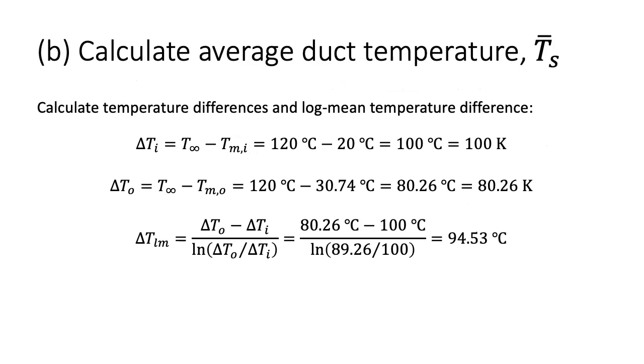For Part B, to calculate the average surface temperature for the duct, we begin by making some preliminary temperature difference calculations for the inlet and outlet flow. Then, we combine these to calculate the log mean temperature difference. Recall that this temperature difference represents the average temperature difference between two flows that takes into account the exponential variation in the mean fluid and surface temperatures.